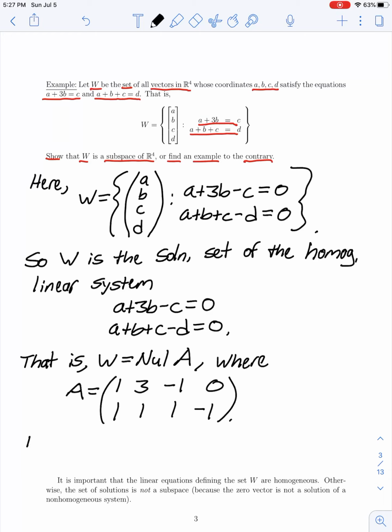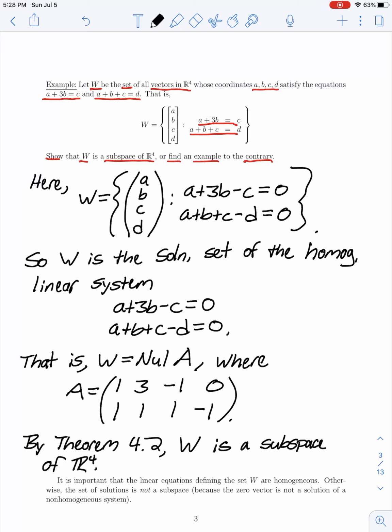And by our new theorem, 4.2, the null space of a matrix is a subspace, so W is a subspace of R4. All right.